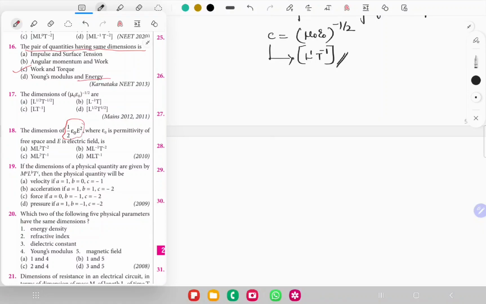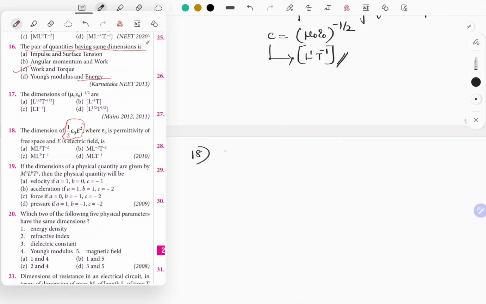So it is 1 by 2 epsilon naught E square. This formula is actually energy density. Okay, let me solve that. The meaning of energy density is: mass density is mass per volume, so energy density is going to be energy per volume.